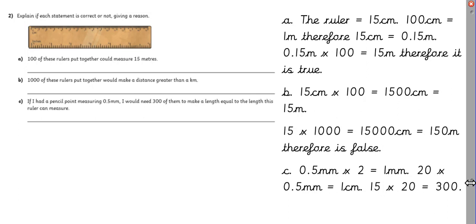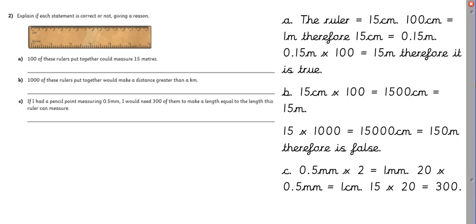Okay, so for A then, the ruler is 15 centimetres long. Okay, so 100 centimetres is equal to 1 metre. So this means that 15 centimetres would be 0.15 metres. Okay, so if we want 100 of these rulers together, I'm going to do 0.15 times by 100, which equals 15 metres. Therefore, this one is true.